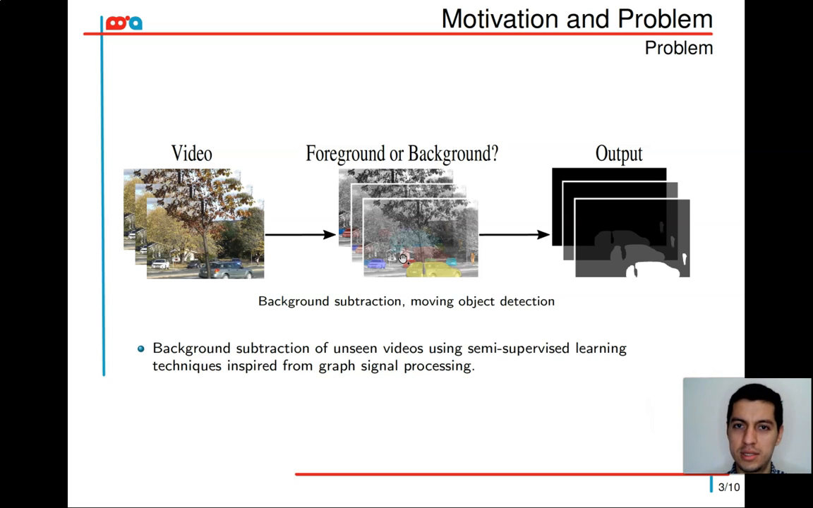cars are moving objects and which of those cars are static objects. Then basically we are going to solve this background subtraction problem using semi-supervised learning, and this method of semi-supervised learning is going to be inspired by the graph signal processing community.